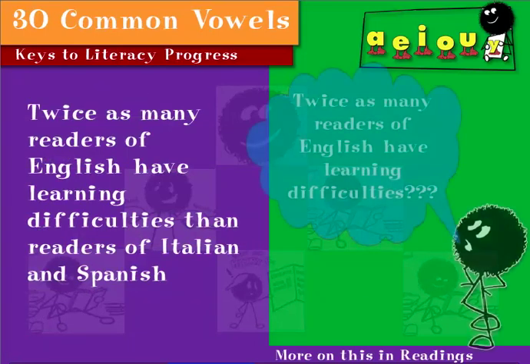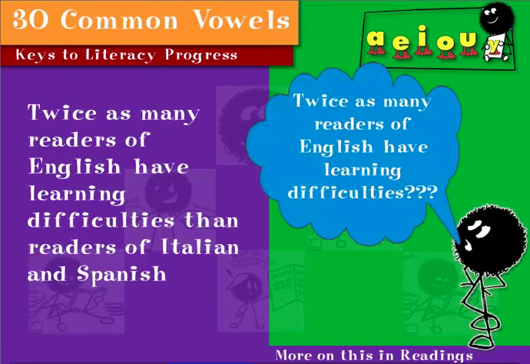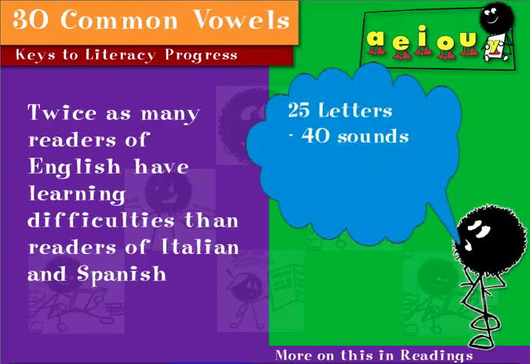Researchers find that twice as many readers of English have learning difficulties as Italian students. And why? Our complex spelling patterns. Whereas some languages use only about 40 spelling patterns, we use 25 letters to make over 40 sounds, which we write with well over 1,000 different spelling patterns.